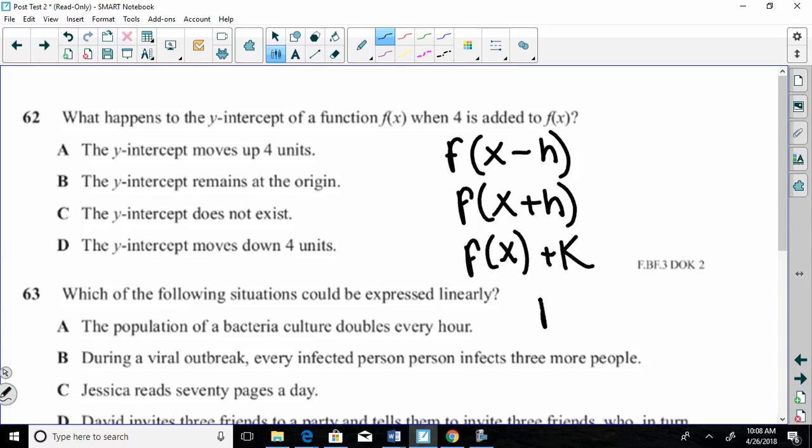And I would write this down. So if they're saying like minus h, if it's in parentheses, you know it's going right and left. So minus h is to the what? Right, minus h to the right, plus h is to the what? Left. Plus k? And minus k? Down, right? So they're just saying that f of x, 4 is added to it.